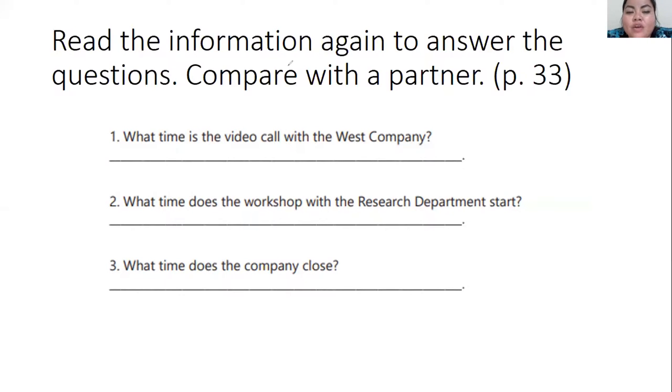What time is the video call with the West Company? Not who. What time? It's 9:30. Okay. The video call with the West Company is at 9:30. Okay, 9:30. And see, 9:30. Half. See, half. Repeat, half.